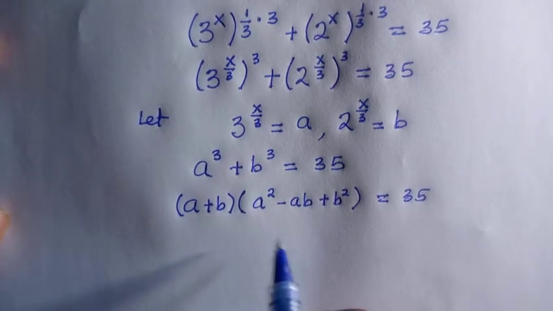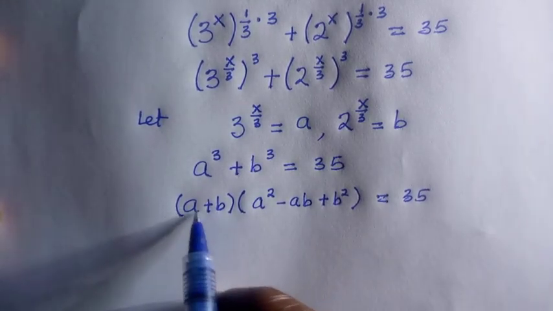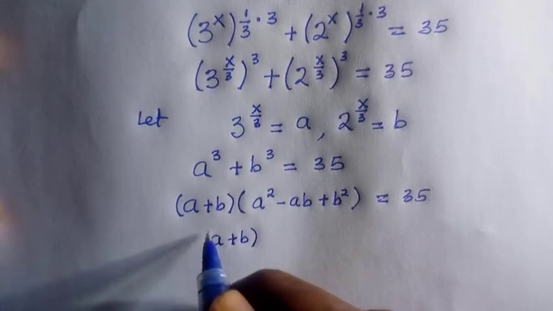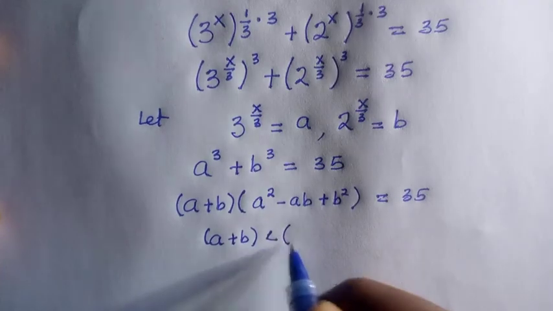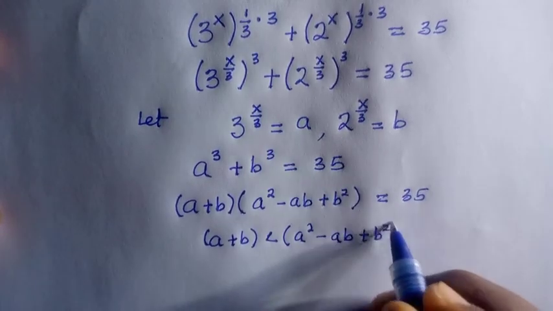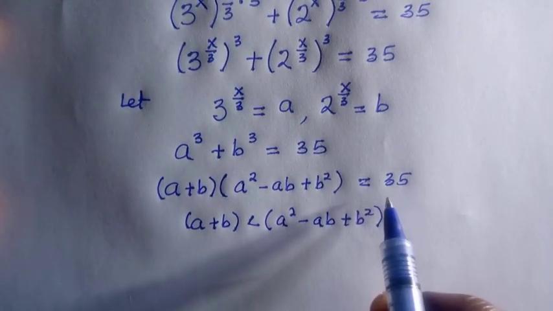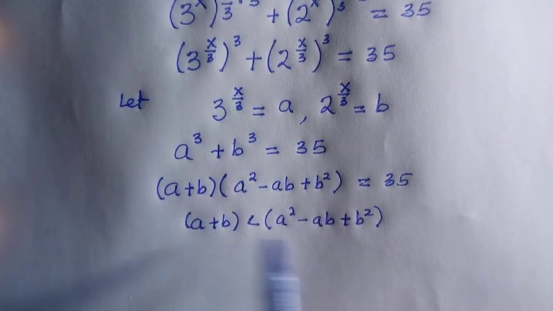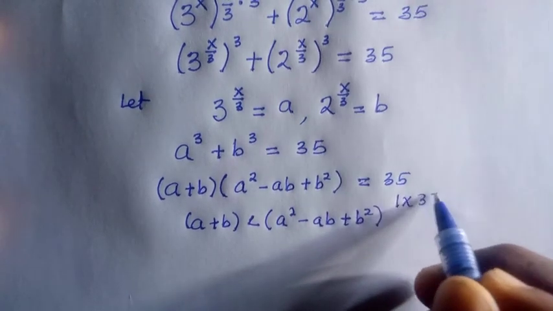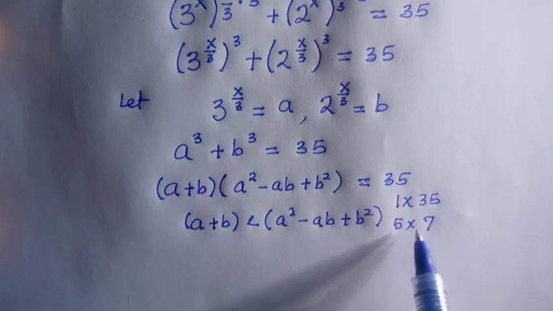Anytime we get the values of a and b and plug them in, the value of a plus b is always less than the value of a square minus ab plus b square. So let's come back here. We have 35, and since a plus b is less than the other factor, we write 35 as 1 multiplied by 35, and 5 multiplied by 7. So here are the two we are going to use.